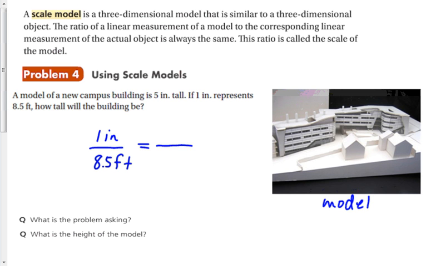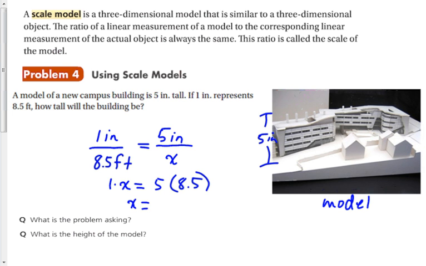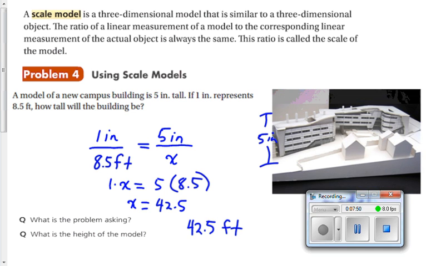And it says the model is 5 inches tall. So this, I measure this is 5 inches. In real life, there's some corresponding height to that. And we'll just put an x for that. And then again, we'll use cross products. 1 times x is equal to 5 times 8.5. And 5 times 8.5 is equal to 42.5. And so the actual height of the building is 42.5 feet tall. All right, you try that.